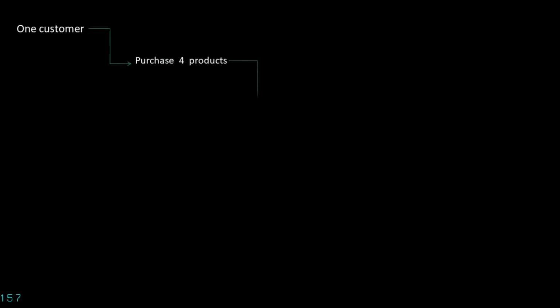Let's try to understand with the help of graphical representation. So one customer purchased 4 products, that is one customer ID is having 4 product ID.